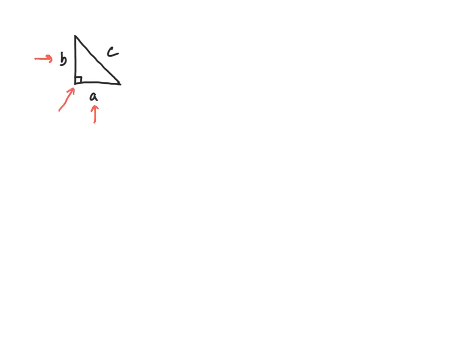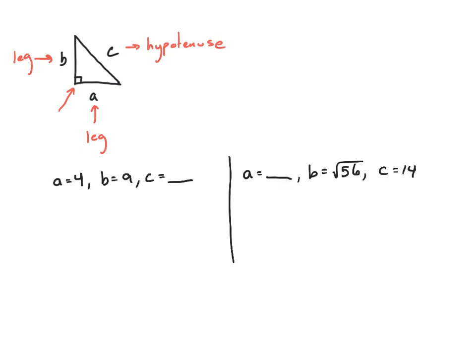The hypotenuse, so here we have the hypotenuse, here we have a leg, and here's the other leg. The legs are attached to that right angle. The hypotenuse, the C side, is the side that never touches the right angle. As we're going through these problems, keep that in mind. We're going to take a look at two examples using that information.